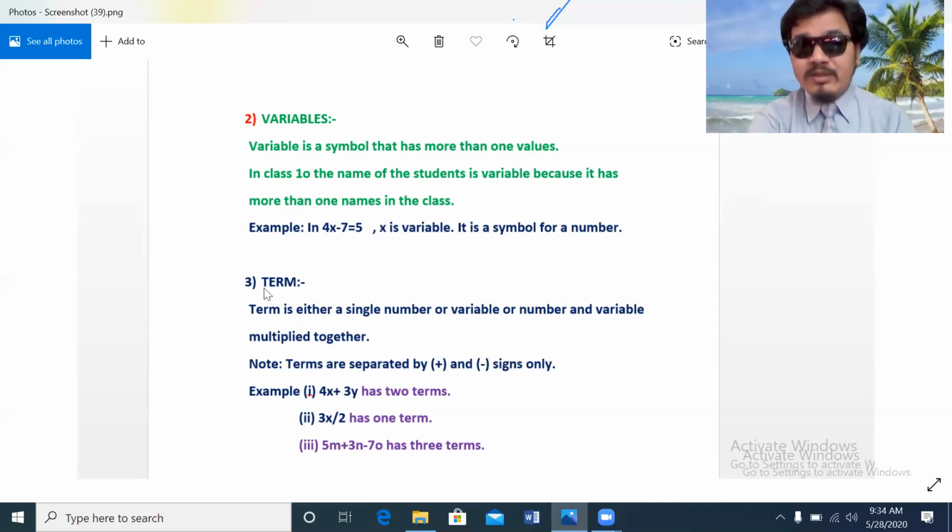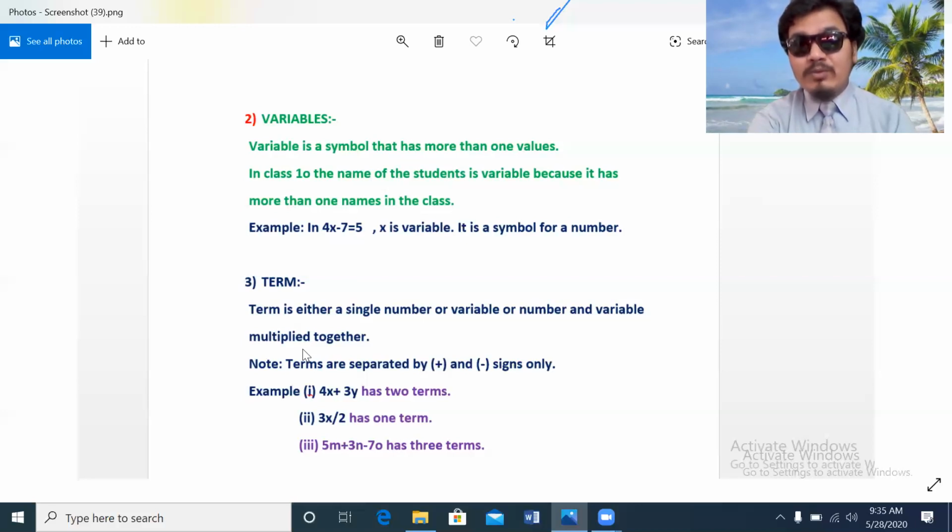What is a term? This also comes frequently in algebra. What is the meaning of term? Look here. A term is either a single number, or a variable, or a number and variable multiplied together. When a number and variables are multiplied together, that also forms a term. A term is either a number only or a variable only.